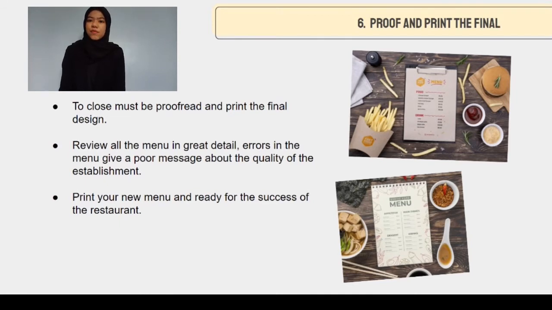The quality of the menu can deliver clear information and make the establishment more appealing. Bring your new menu and be ready for the success of the restaurant. For example, McDonald's menu is one of the best menus you can refer to.